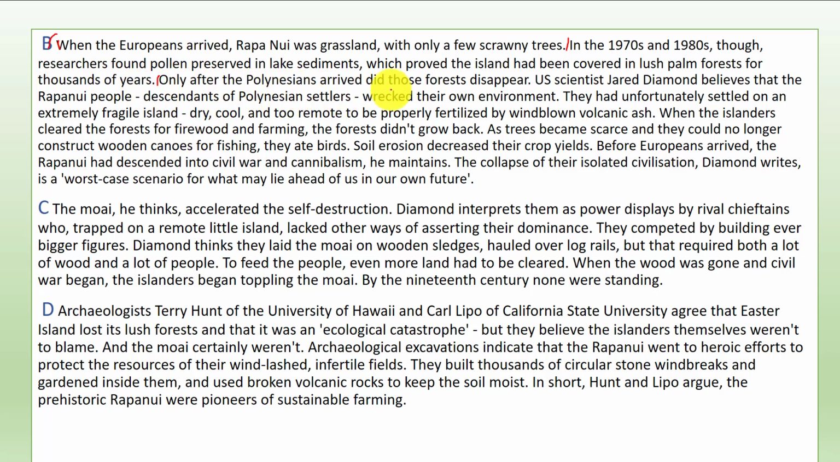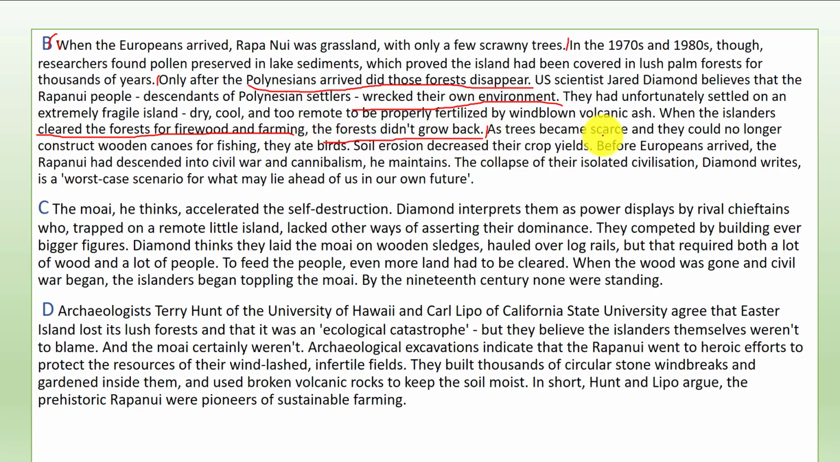Only after the Polynesians arrived did those forests disappear. The forests disappear. U.S. scientist Jared Diamond believes that the Rapa Nui people, descendants of Polynesian settlers, wrecked their own environment. Wrecked means to destroy. They had unfortunately settled on an extremely fragile island, dry, cool, and too remote to be properly fertilized by wind-blown volcanic ash. When the islanders cleared the forest for firewood and farming, the forest didn't grow back.